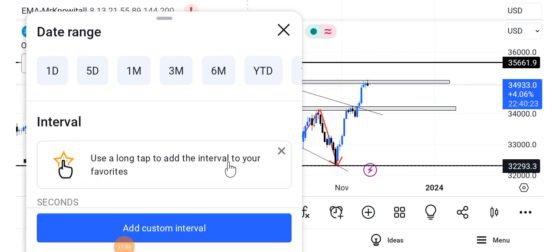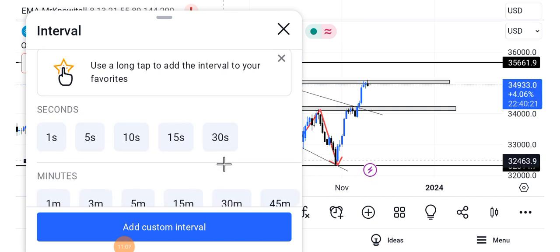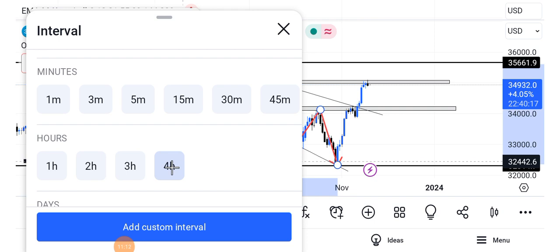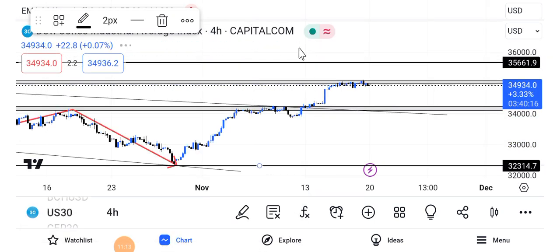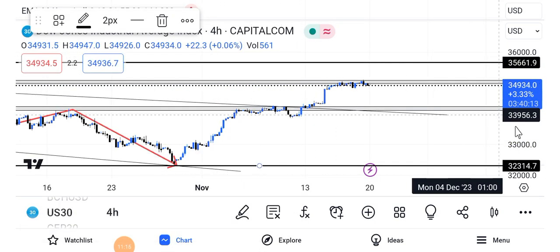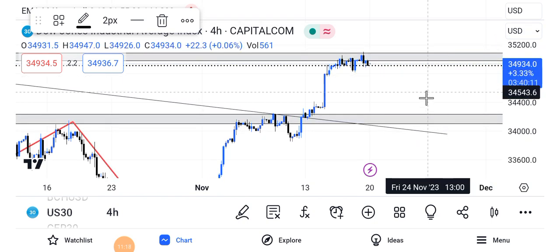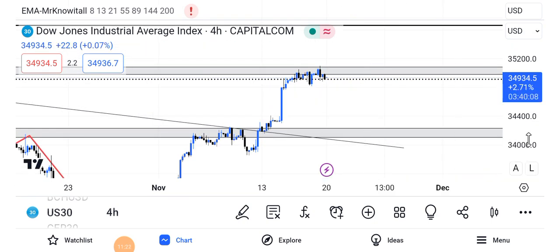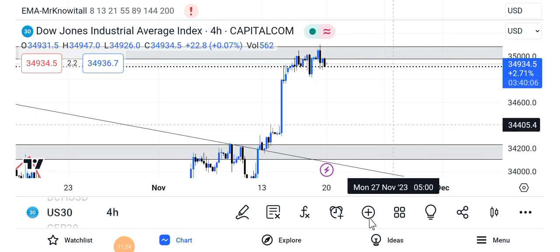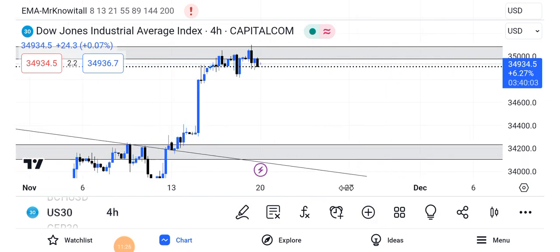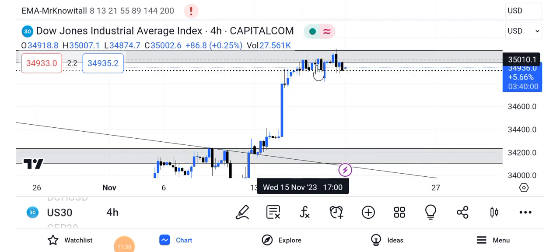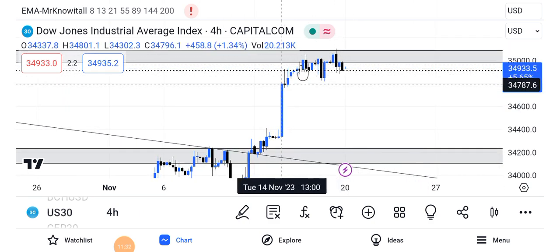So we're going to go to smaller time frames. Since we are on a daily time frame, we're going to go to a 4-hour chart, so we can see exactly what is happening on this market right here. We can already see on a 4-hour chart, guys, that the market is creating something like a what?